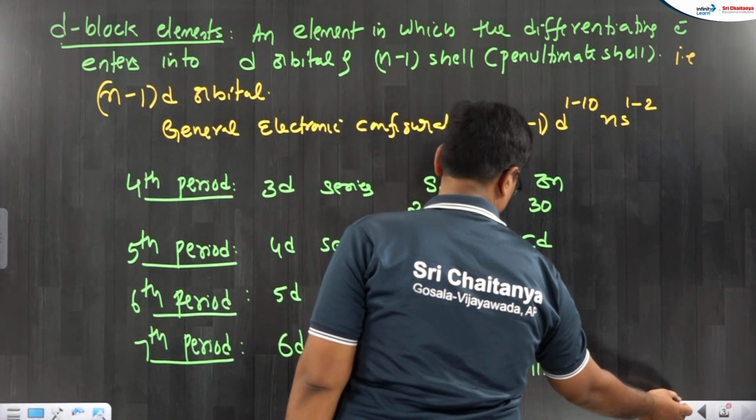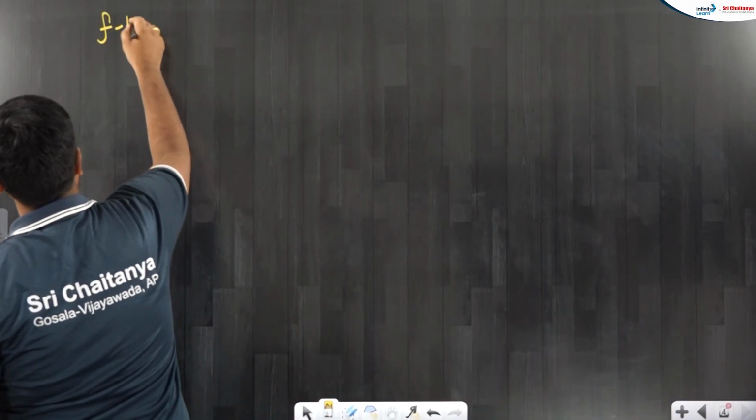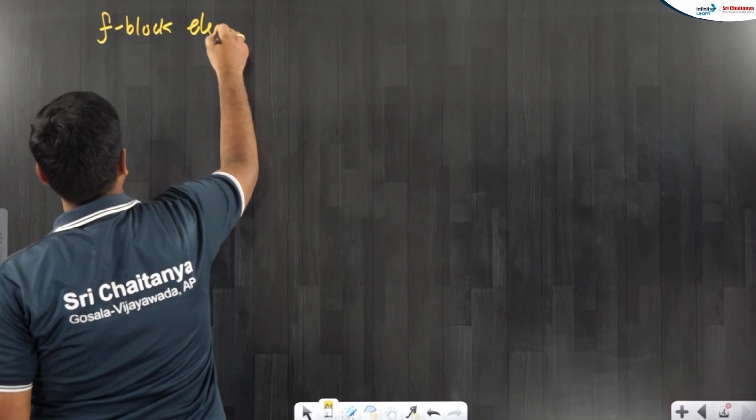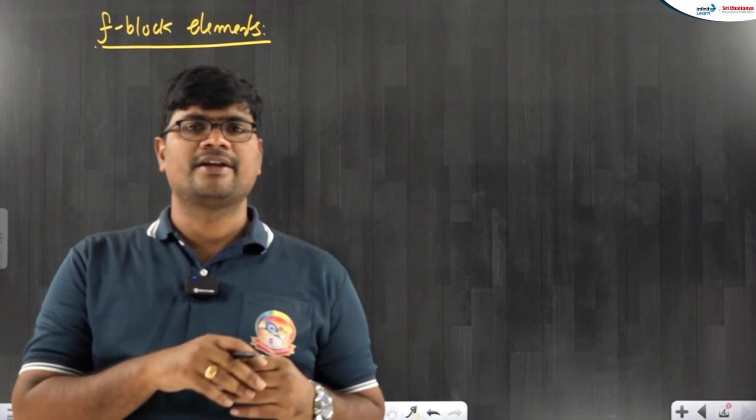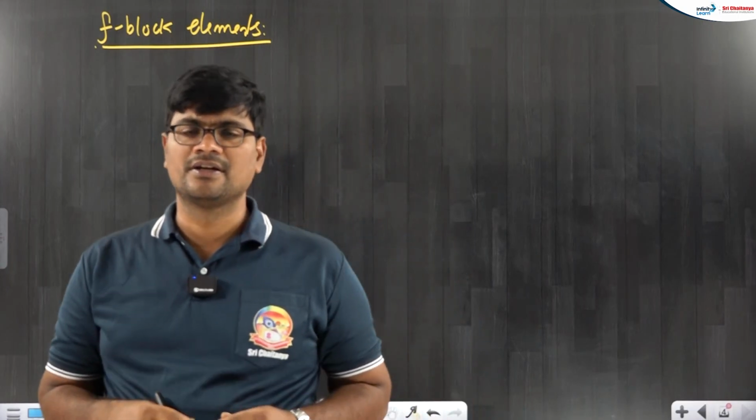Let us go for the f block elements. What is the definition? We know in s block and p block elements the differentiating electron enters the valence shell. But in d block we just learned the differentiating electron enters the penultimate shell or n-1 shell. Now in f block the differentiating electron enters the pre-penultimate shell or antepenultimate shell, the n-2 shell, in the f orbital.